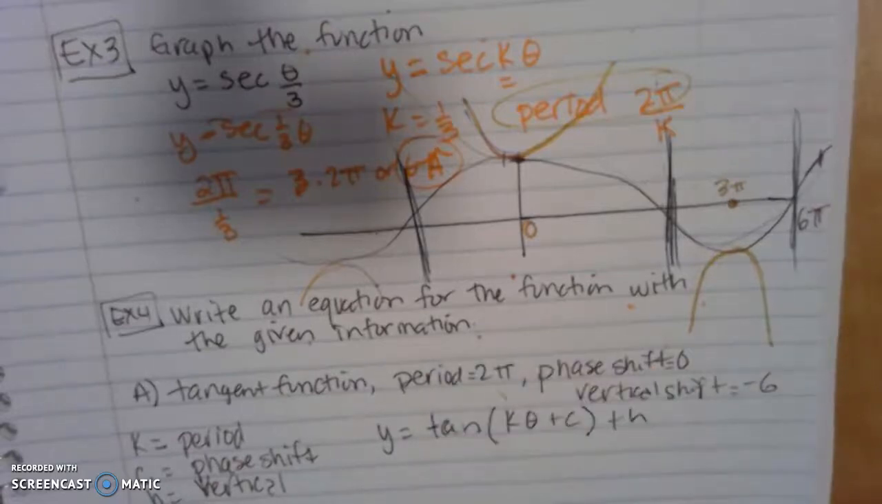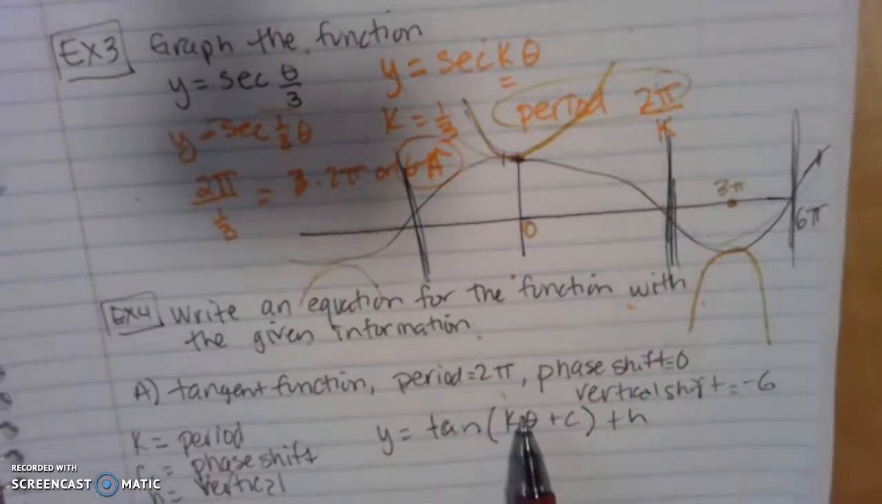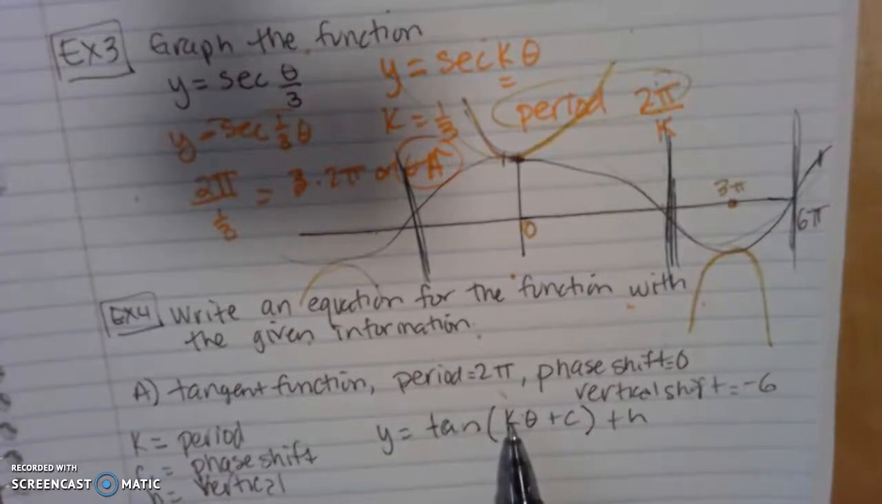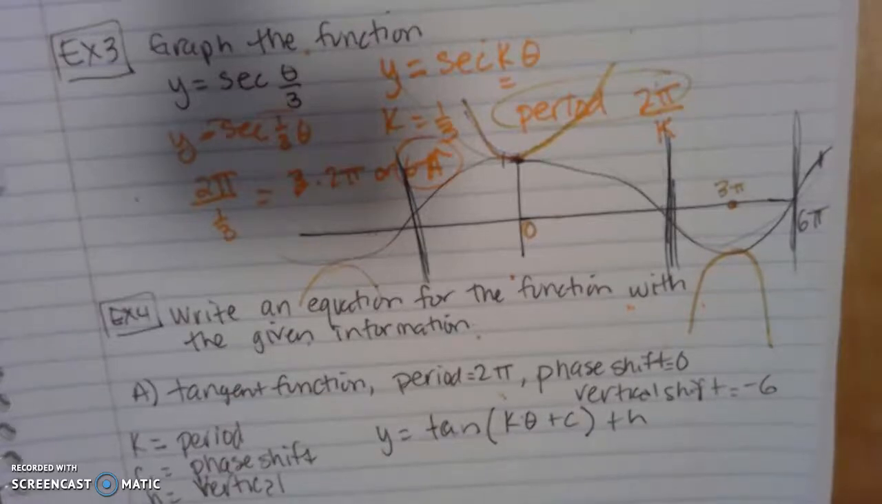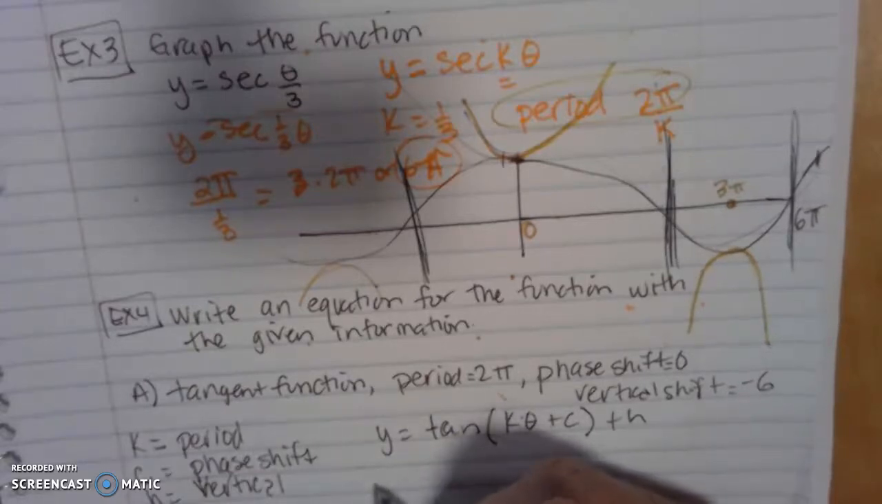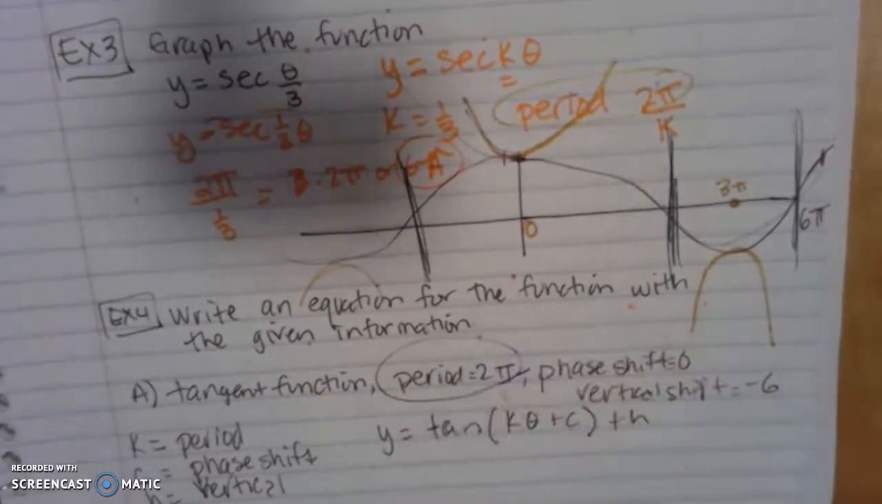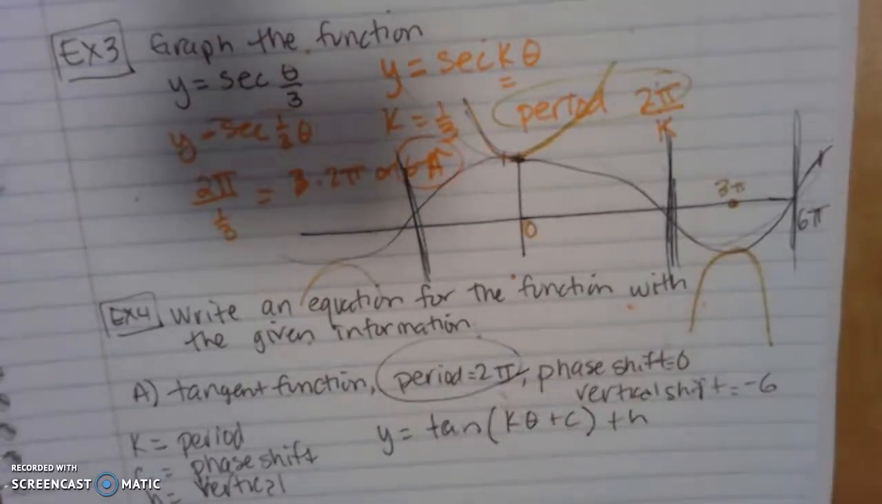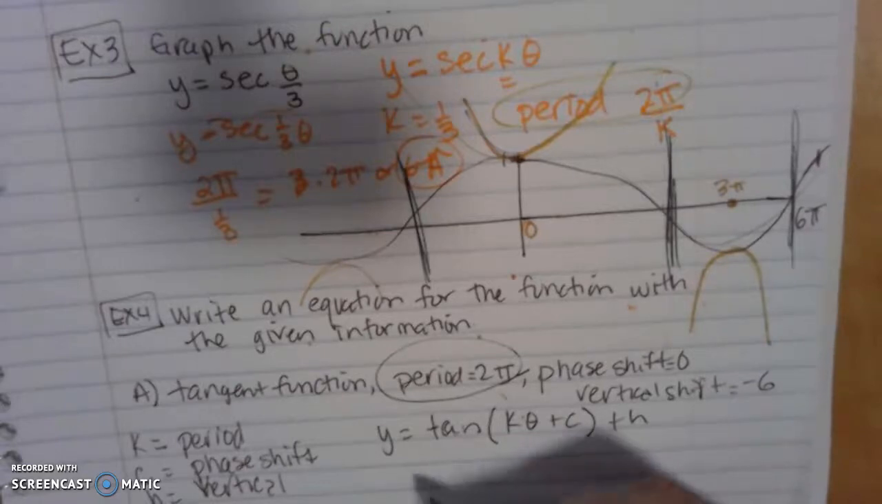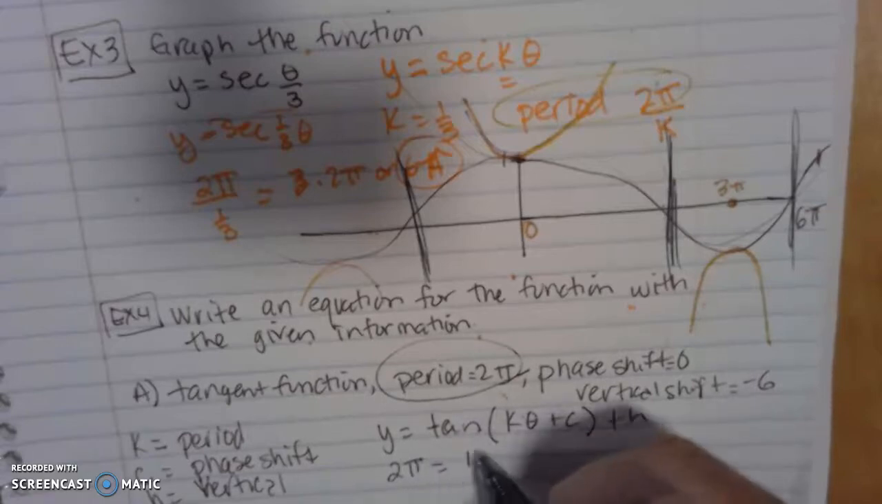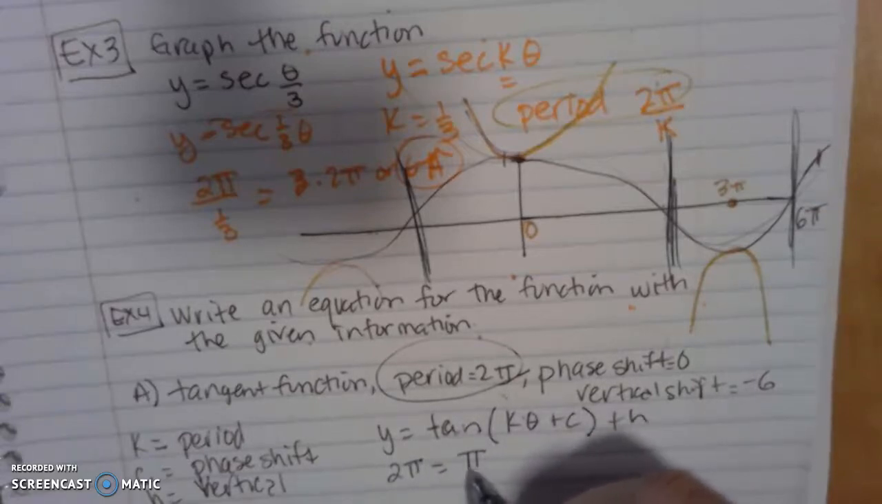Okay, that's just the standard form. This k is like our secant, our little factor that we multiplied the period by. C is our phase shift, and then h is our vertical shift. So again, remember our period for a tangent is pi, but we're told that our period was 2 pi here. So we're going to take 2 pi and set that equal to pi, which is the normal period for tangent, and figure out what k is.